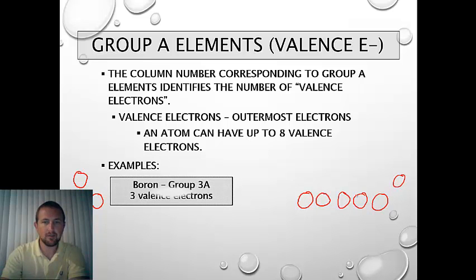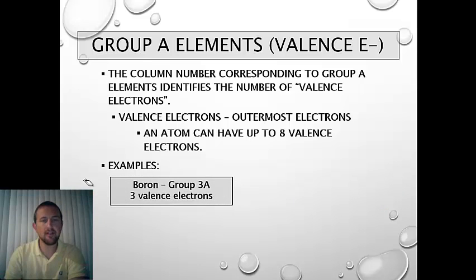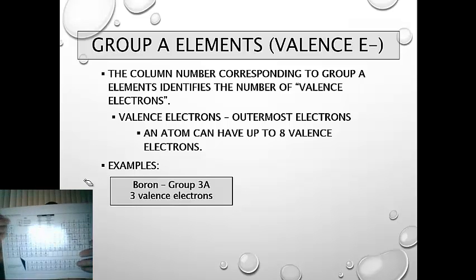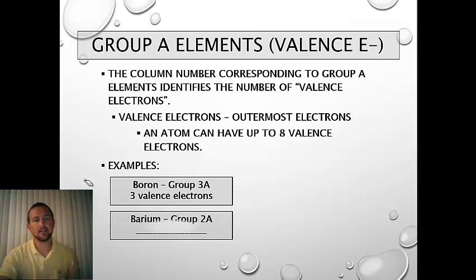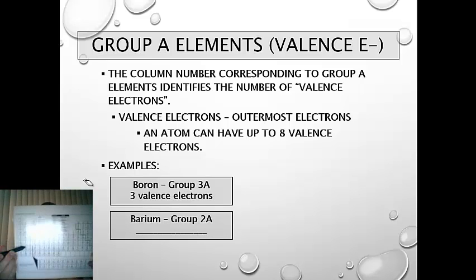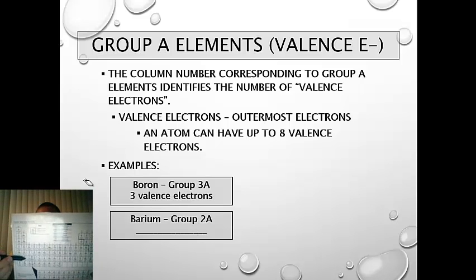A couple of examples real quick. Boron has 3 valence electrons, and it is located in group 3A. If we look at a periodic table real quick, boron, group 3A, 3 valence electrons. Next, barium. Barium, I'm telling you, is in group 2A. It's down here, element number 56 on the periodic table. Group 2A, element 56. How many valence electrons do you think it should have?